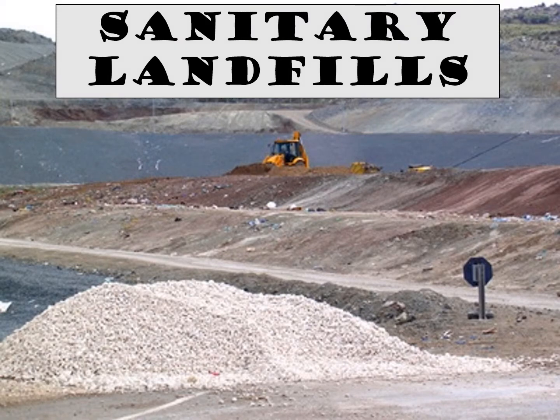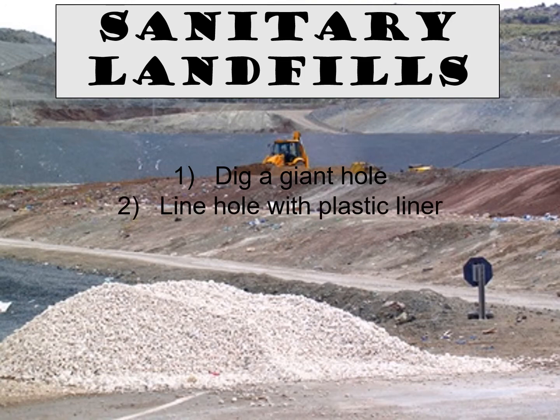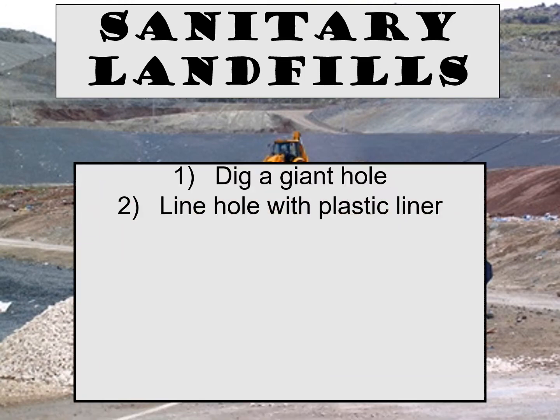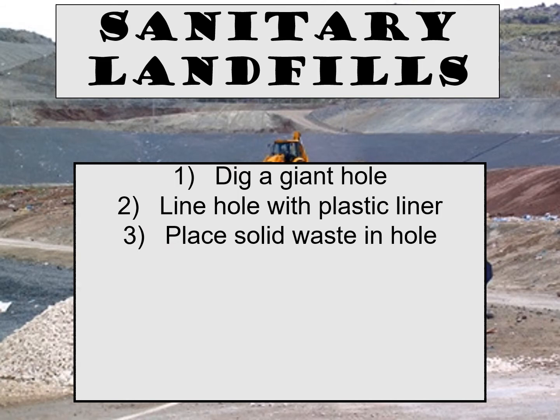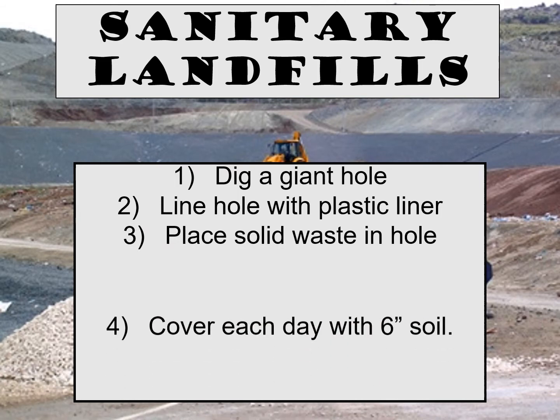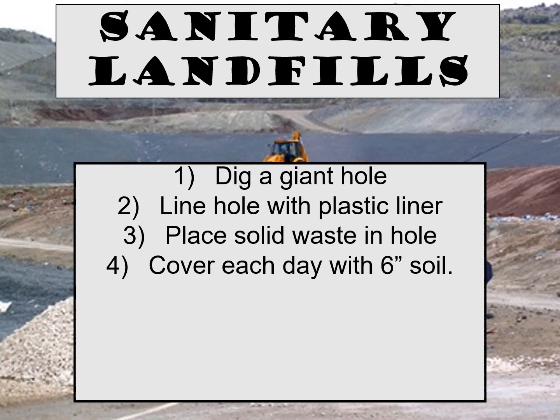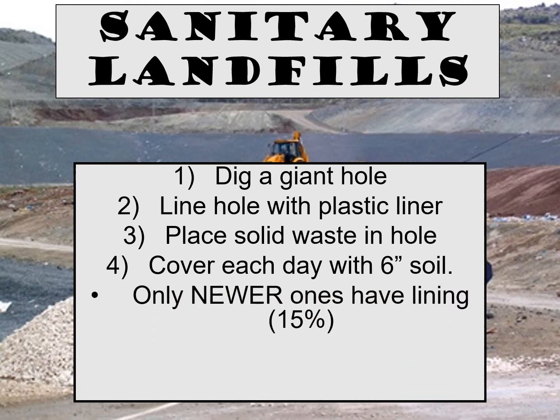How many developed countries deal with their solid waste problem is they create what are called sanitary landfills. The process is pretty simple. You dig a giant hole and you line that hole with a plastic liner, something to protect the groundwater from pollution. Then you place the solid waste in that hole and cover that solid waste every single day with about 6 inches of soil to make sure that the solid waste is protected from things like rodents and native species.